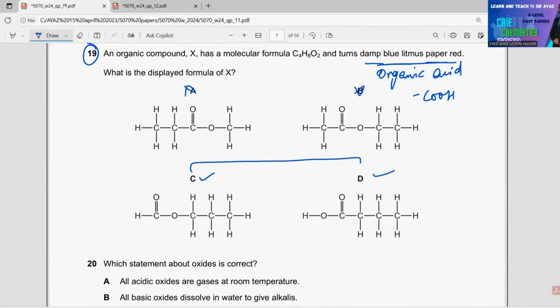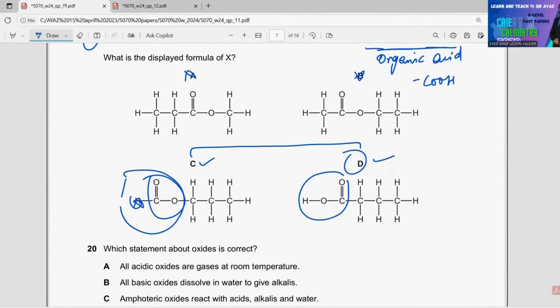The COOH can be written like this. It can't be written like this. This is the ester group, not the carboxyl group. In a carboxylic group, you must have hydrogen attached to oxygen, not to carbon. It's incorrect. So D must be the right answer in this case.